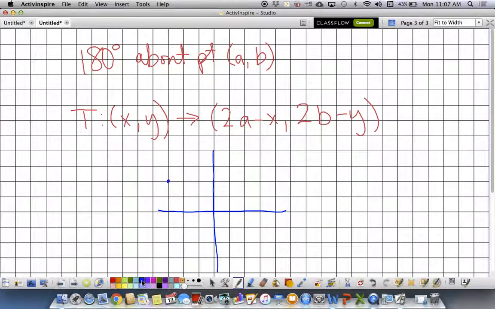Alright, so I give you a point W at -3, 2. I want you to rotate just this one point W about the point 2, 1. You're taking this point W and rotating it about the point 2, 1. Does that change? It's 180 degrees.